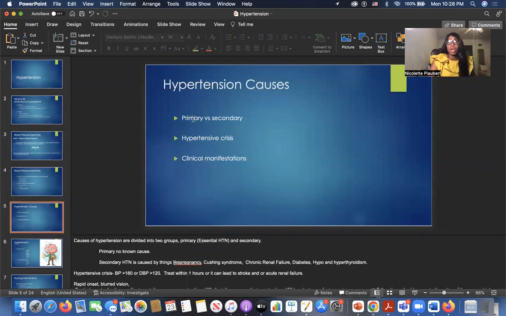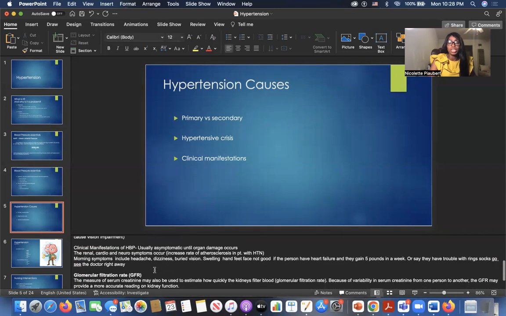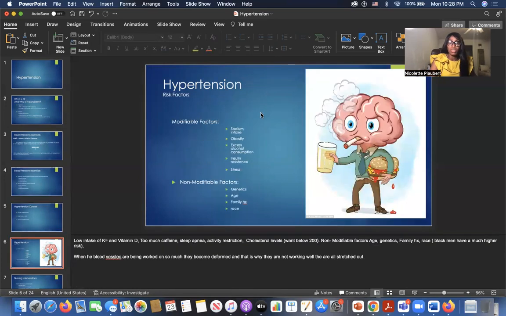Talked about the primary, secondary. We said primary, we don't know what's causing it. Secondary, we do. And if we could get rid of that problem, we'll get rid of the hypertension. Hypertension crisis, we don't want the person to get there. That is when the blood pressure is super high and it's so high that it's becoming a serious problem. It happens really fast, and we don't want this to happen at all, right? So you can definitely read over that.